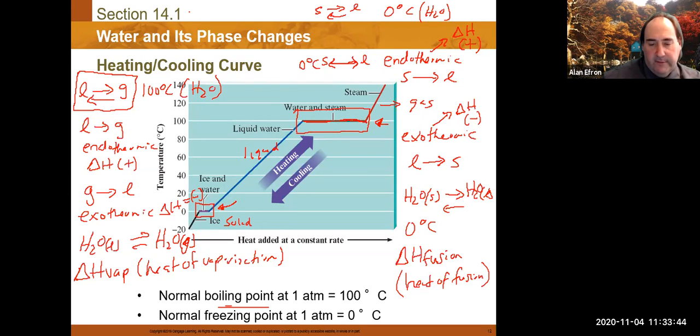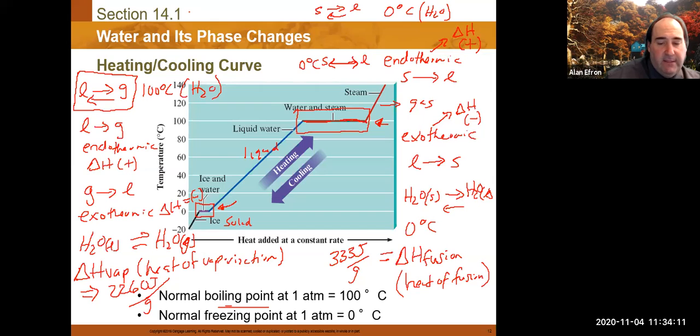Just for reference sake, and we might see similar numbers, for water, it's approximately 333 joules per gram for the delta H of fusion. And that is the energy required to go from solid to liquid. In comparison, the delta H of vaporization for water is about 2260 joules per gram.